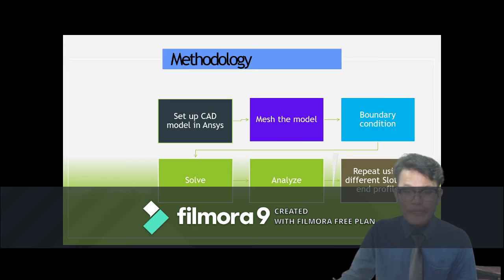For the methodology, first, I will draw the 3D model of the specimen that is to be tested using ANSYS software. After drawing the 3D model, the model will be meshed. Then, put the boundary conditions on the 3D object. Run the simulation and analyze the result. The steps will be repeated using different slotted ends, that is V-shape and rectangular shape. The 3D model needs to be redesigned to change the surface of the slotted end profile.